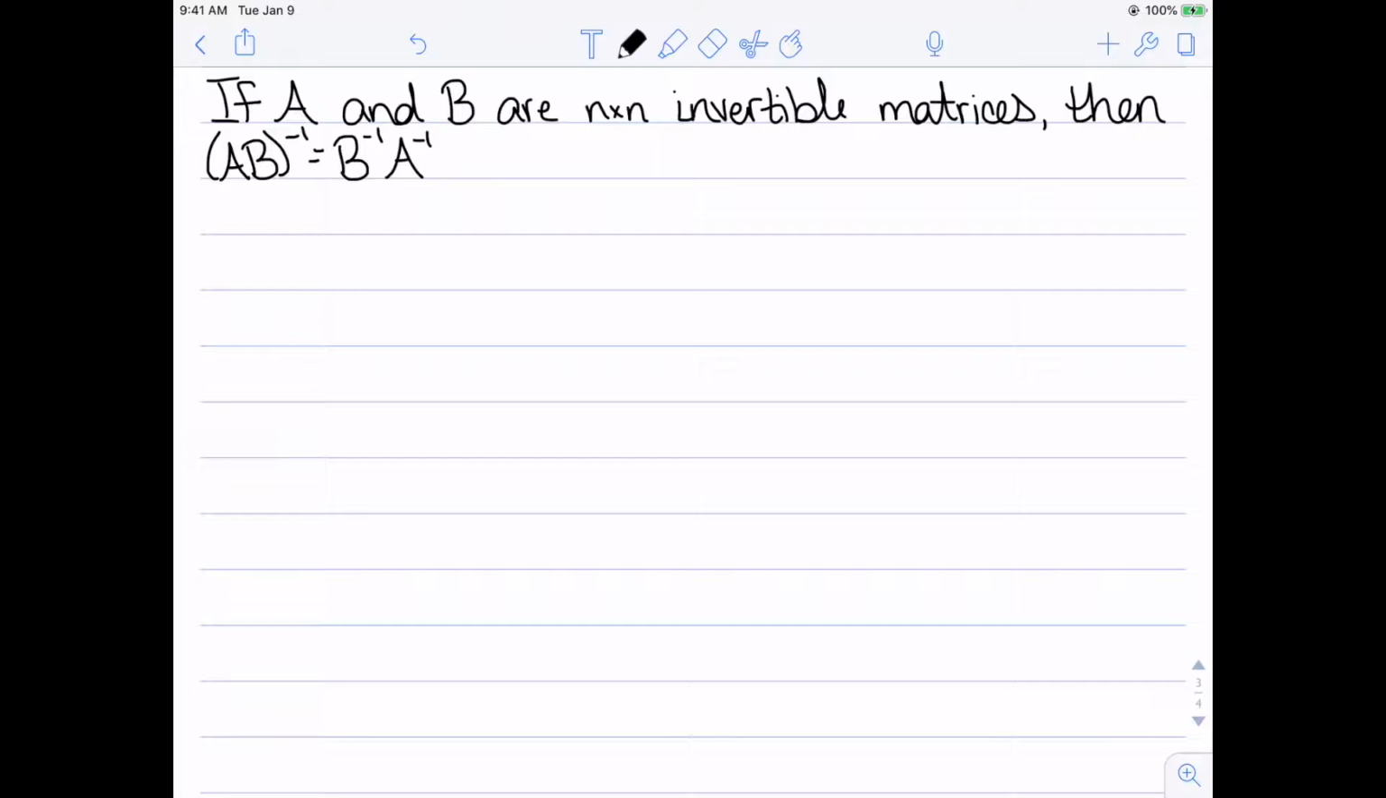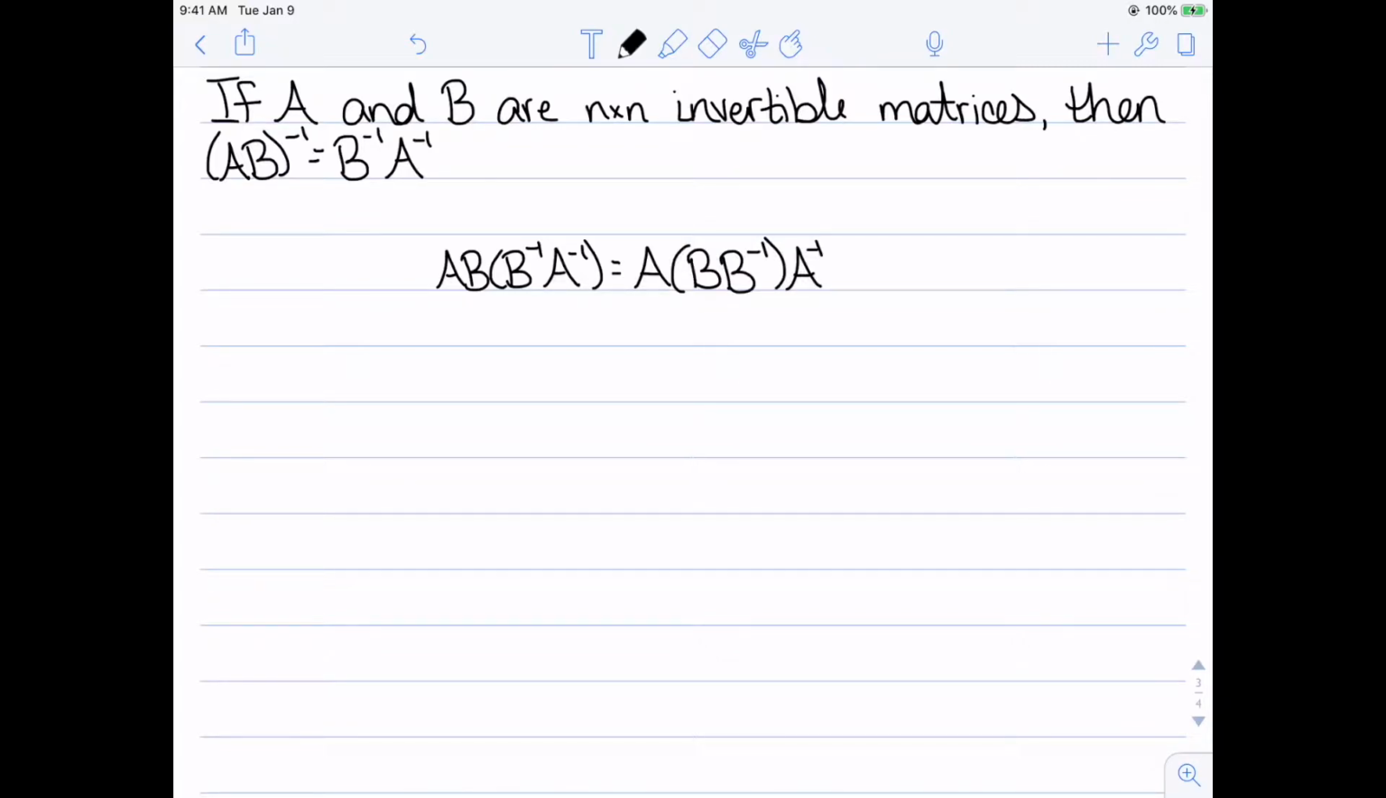My next result actually looks at the inverse of a product. So if A and B are n by n invertible matrices, then the inverse of AB is equal to B inverse times A inverse. So we need to be able to multiply AB by this thing that we're claiming is the inverse, B inverse A inverse, and we should be able to get back to the identity.